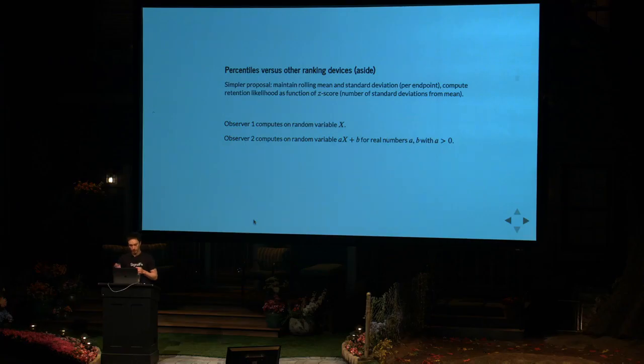Okay, so what does this have going for it? Well, let's say we have two observers. One's computing on x, and another one is computing on ax plus b. So you can think about Fahrenheit and Celsius. If they do this, they'll compute the same z-scores. Right? So when you're in a Monitorama in Amsterdam, you don't say what temperature it is. You say, gosh, it's 2.5 standard deviations above the seasonally adjusted moving average. I'm going to wear shorts today. Right? That is a language that everybody understands.